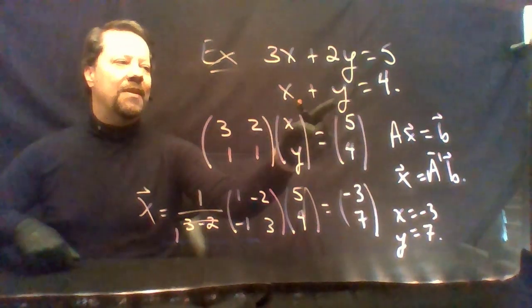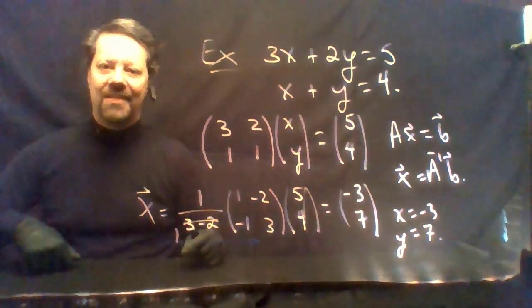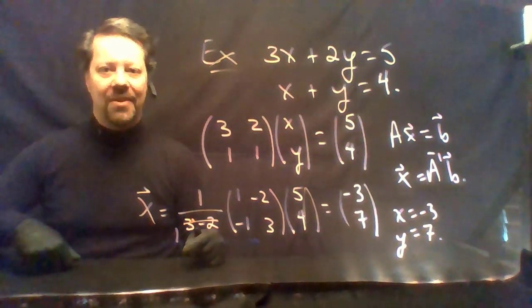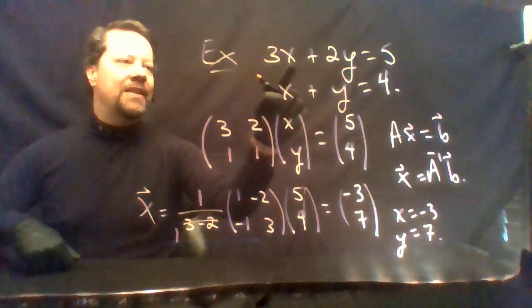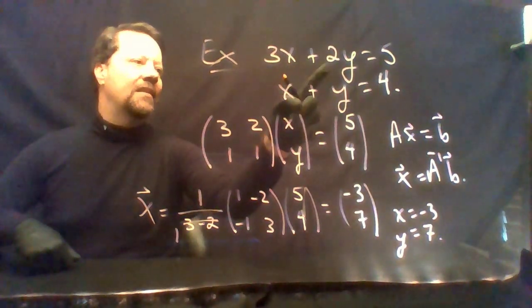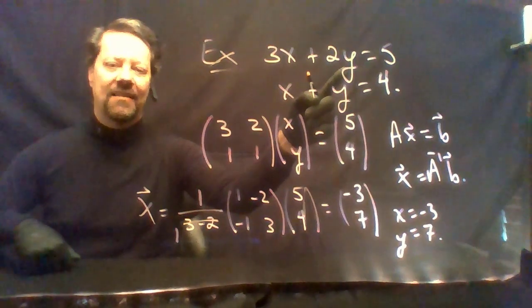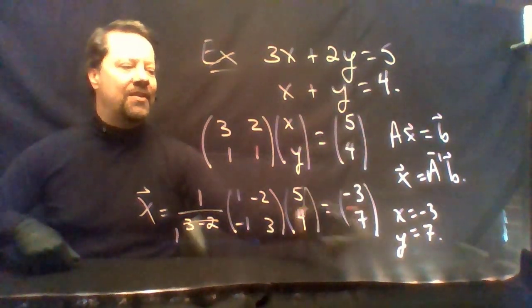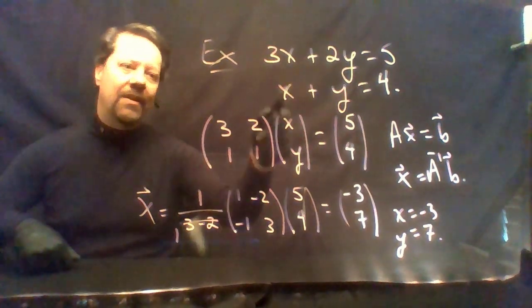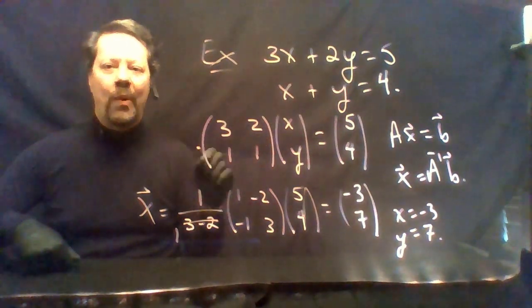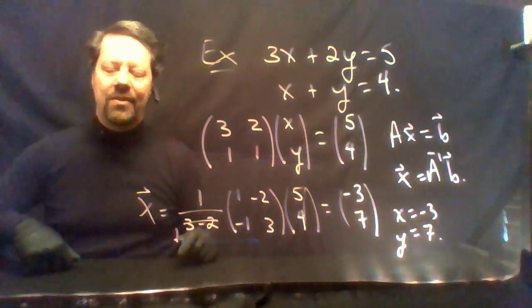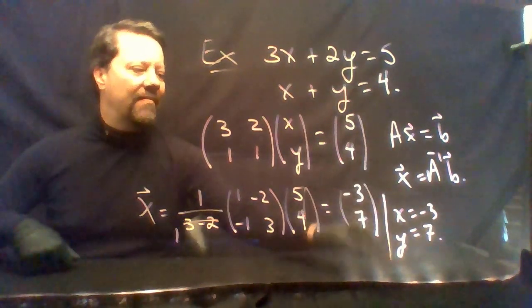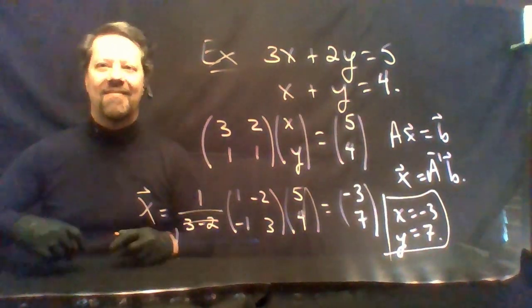Negative 3 plus 7 is 4. It satisfies the second equation, makes a true statement. 3 times negative 3 is negative 9, plus 14. 14 minus 9 is 5. So this point satisfies both equations. It is the common point of intersection of those two straight lines. We're going to study systems of equations in a bit more depth.